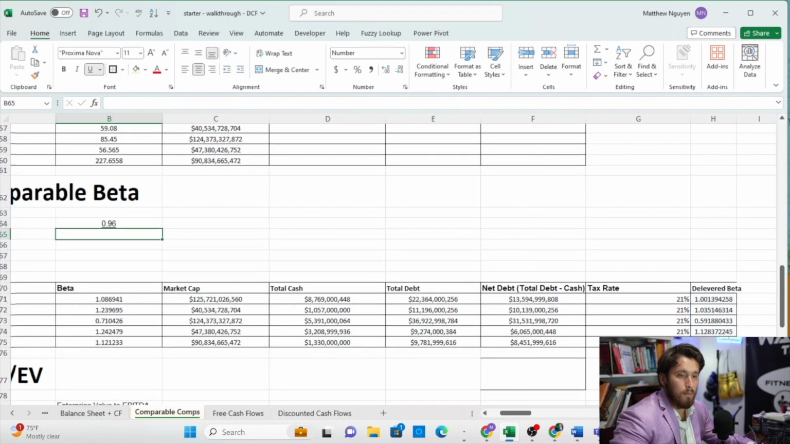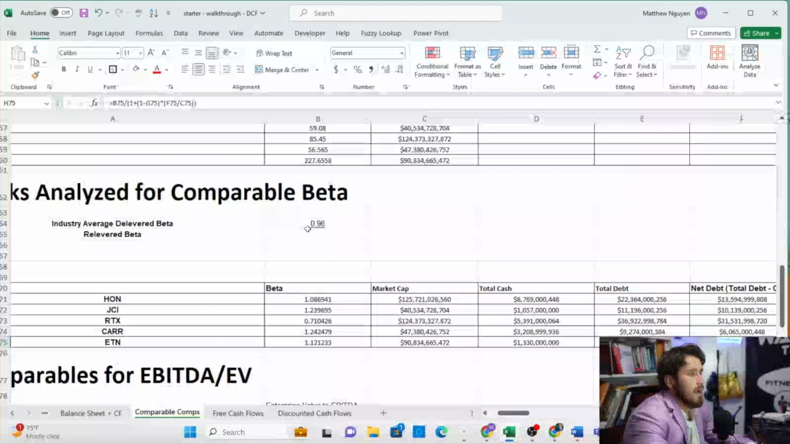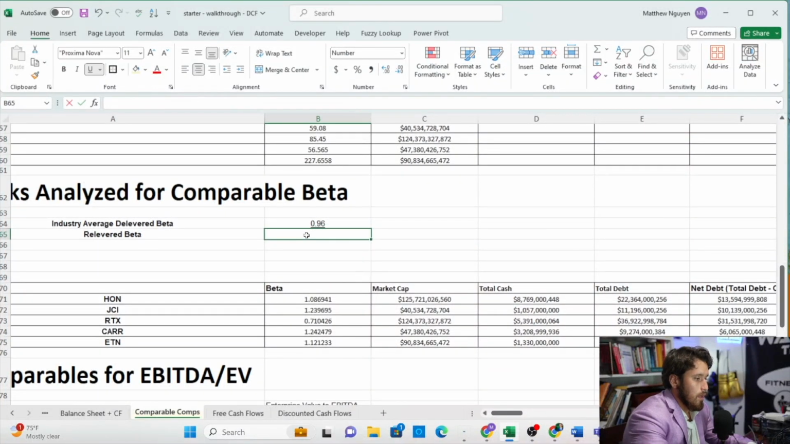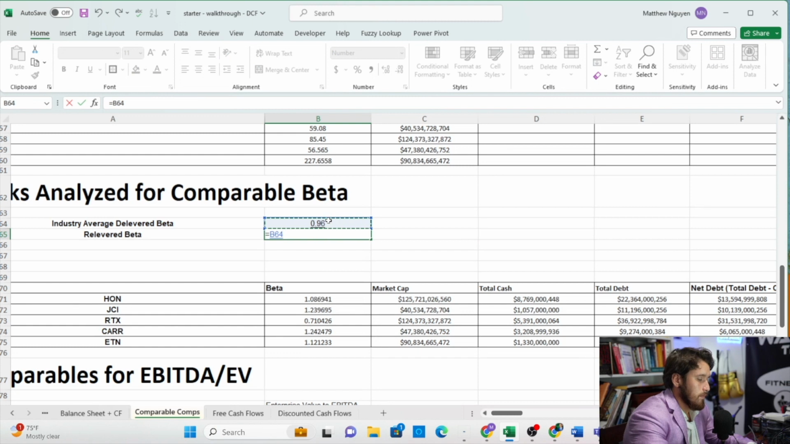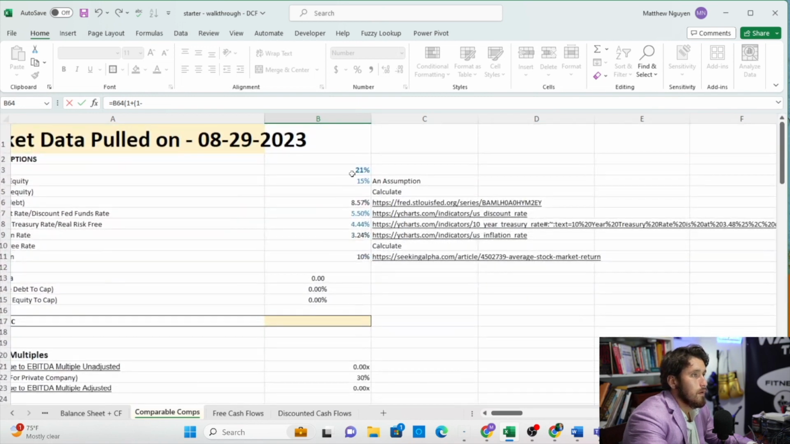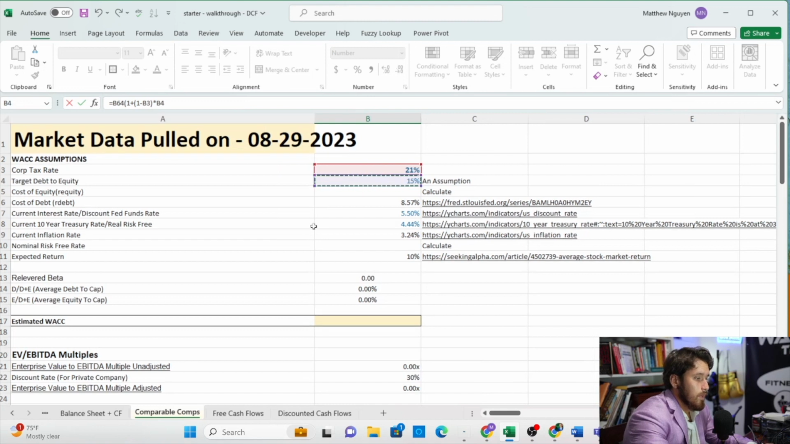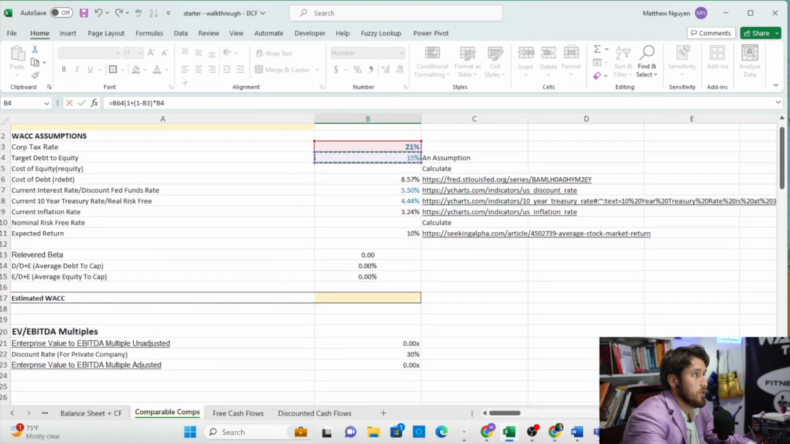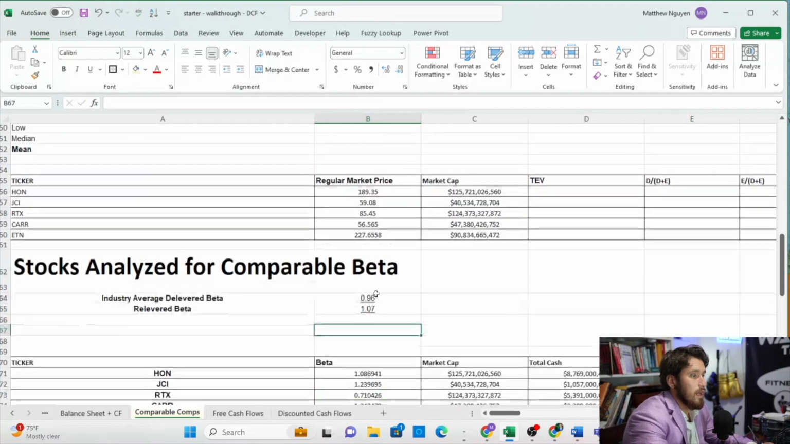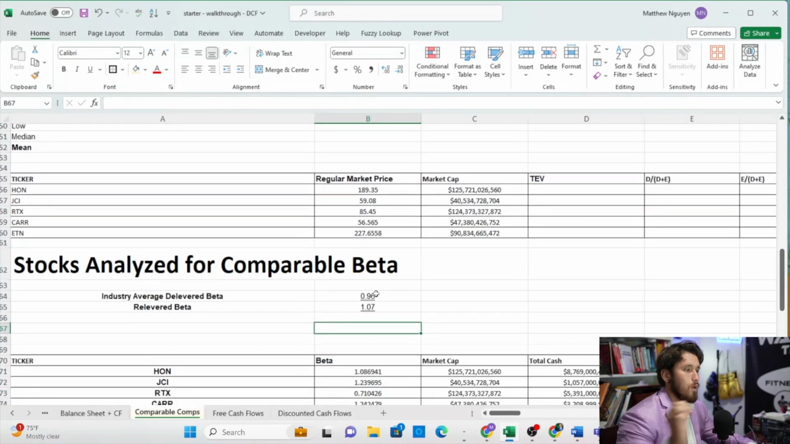And in order to get the relevered beta, we're going to take this average and we're going to relever the beta. So we're going to do this 1 plus 1 minus the tax rate. And then we're going to multiply it by our targeted debt to equity. And now, guys, the reason why I'm doing it this way is to show you guys how you could calculate it. Most of the time, you're going to get an assumption for the WACC, but I'm walking you guys through some of the steps of how to calculate this yourself. So we should have it as 1.07.